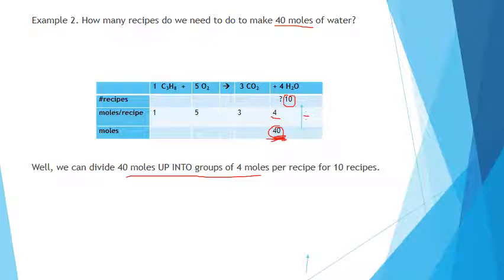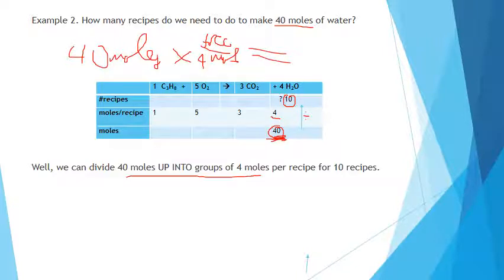Okay, hopefully it's pretty simple and it's pretty neat that you can see what you're doing. Now, if you want to do dimensional analysis, you would say 40 moles times the 1 recipe per 4 moles, which is awkward, but it'll give you 10 recipes. Okay, so this is your conversion factor.